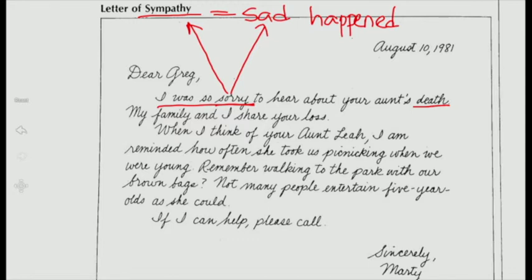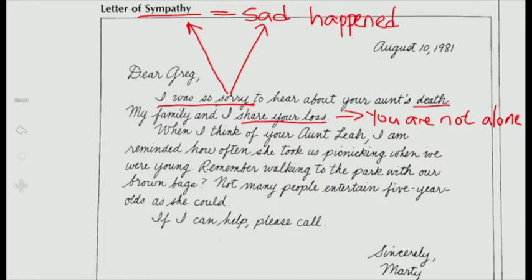My family and I share your loss. Not just myself. My family and I share your loss, meaning that you are not alone. There's a saying in the English language that a problem shared is a problem solved. But if you carry your burden all by yourself, you're going to feel the might of the burden. So, here, when you say to a friend, my family and I share your loss, it makes the friend feel like he or she is not alone in this. At least she has some people that share the loss with him or her.